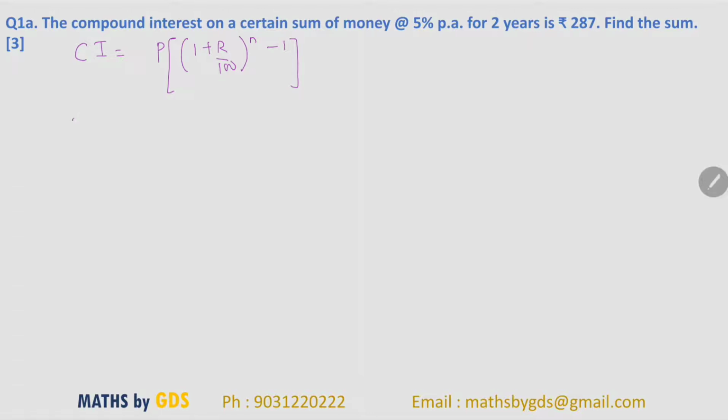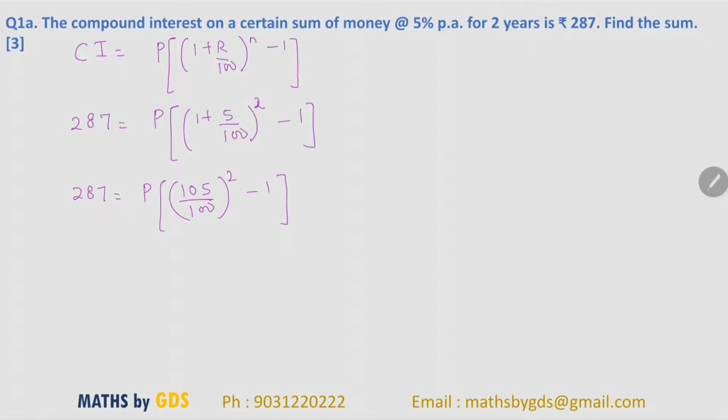The compound interest is already given here. It is 287. We need to find out the principal. The rate is also mentioned, it is 5 by 100. Time is 2 years, minus 1. We simply have to solve it by putting all the values in the formula. Next, it will be 105 by 100 to the power 2 minus 1.